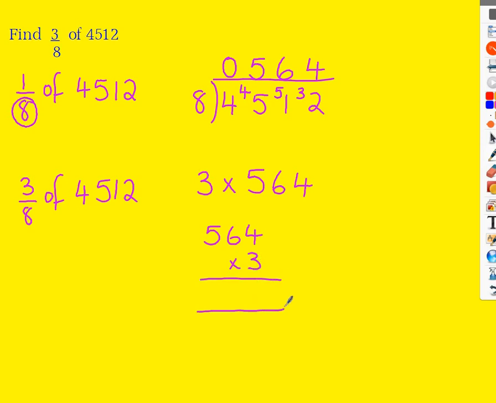So we've got 3 times 4 is 12, 2 down carry the 1. 3 times 6 is 18, plus the 1 I carried is 19, 9 down carry the 1. 3 times 5 is 15, plus the 1 I carried is 16. So my final answer to 3/8 of 4,512 is 1,692.